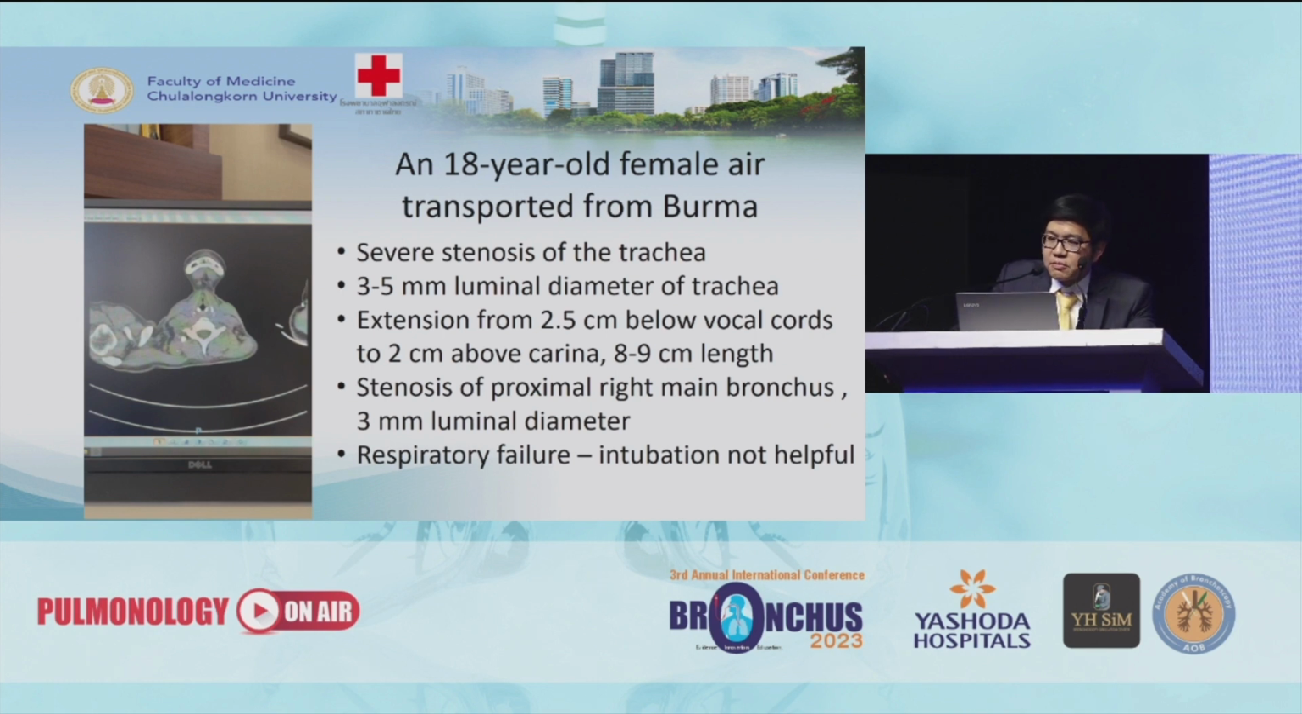She's an 18-year-old female who was air transported from Myanmar because she has severe tracheal stenosis. The average luminal diameter is 3 to 5 millimeters, and it extends from 2.5 centimeters below the vocal cords to 2 centimeters above the carina, so a total of around 8-9 centimeters in length. She also has right main bronchial stenosis with a 3 millimeter luminal diameter.